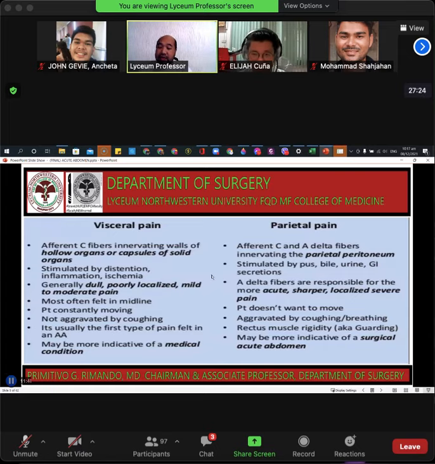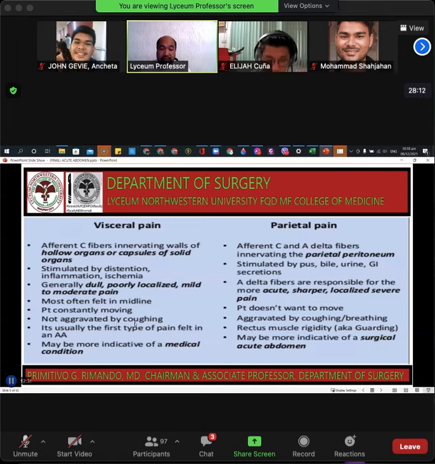A patient with parietal pain actually doesn't want to move. You usually see this patient in a crouching position with the knees close to the chest, somewhat protecting his or her abdomen so that it wouldn't be touched. Another good history in a patient with parietal pain: they would tell you that on the way to the emergency room, whenever there are humps or bumps in the road, the patient would be crying in pain. So that is one clue that you are dealing with a parietal pain.